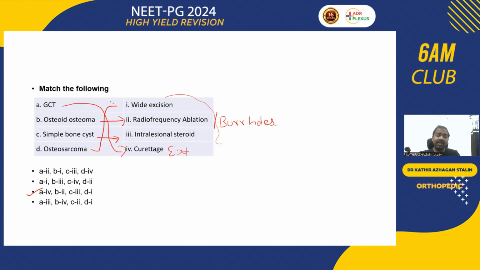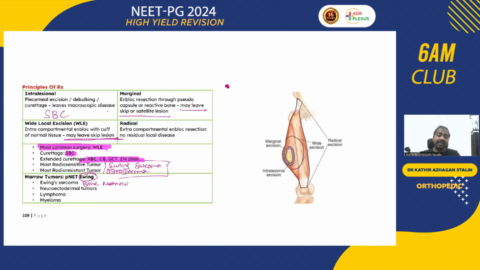Osteosarcoma. Will you do wide excision alone for osteosarcoma? Because in wide excision, even if you are removing a wide excision, just assume if there is a skip lesion, that skip lesion is not going to be removed. This is from my workbook. Okay, simple bone cyst you can do intralesional steroid. Marginal you can do.